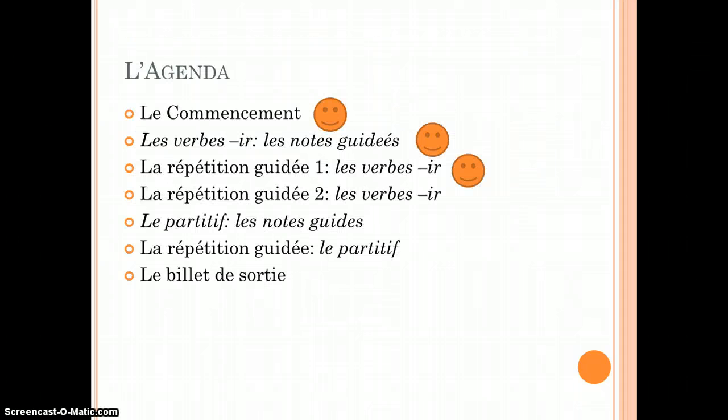Bon. Maintenant, le partitif. Tout versus une partie. The partitive is very important because the partitive is going to allow you to say that you want some of something instead of all of something. For instance, you want some sugar in your cereal instead of the sugar in your cereal. And that's what we're going to be learning today.